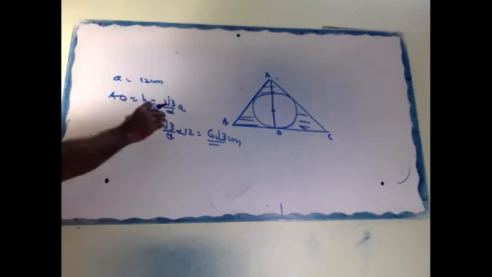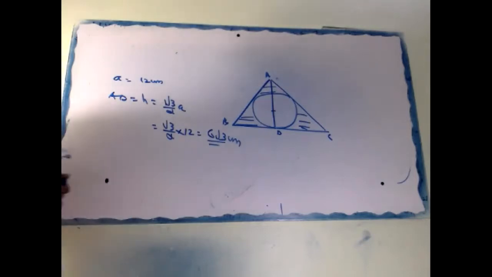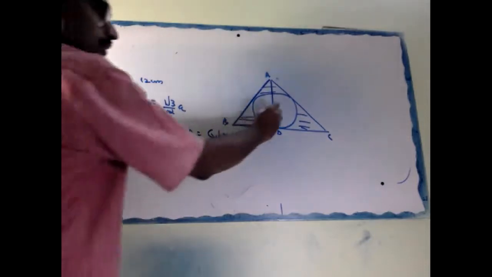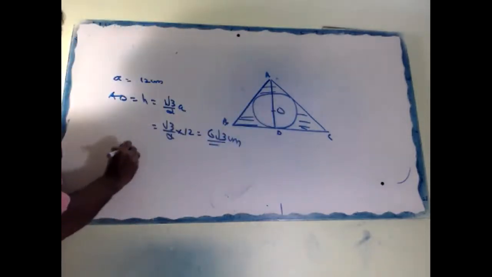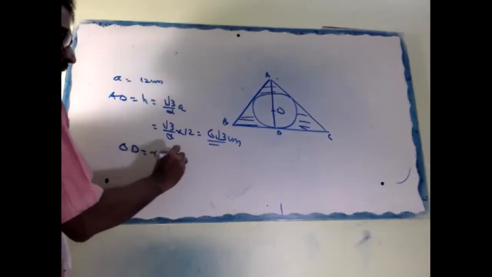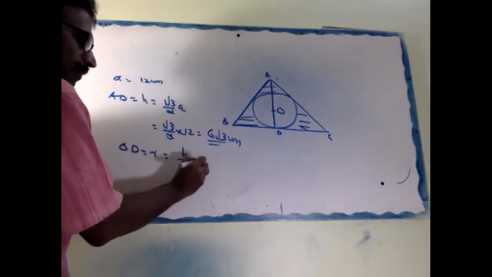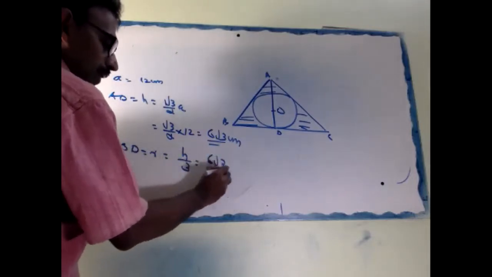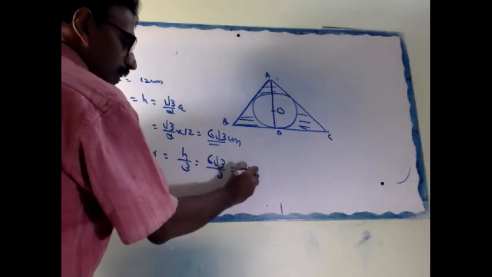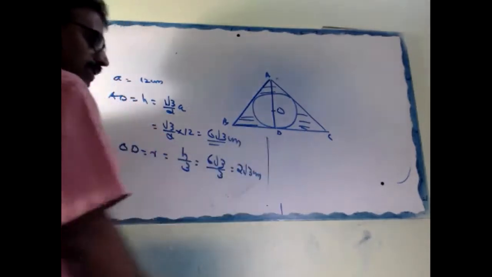The altitude of an equilateral triangle formula is what? Root 3 by 2 a. 6 root 3. Therefore, OD equal to r equal to our formula h by 3. So 6 root 3 divided by 3 equal to 2 root 3 centimeter.